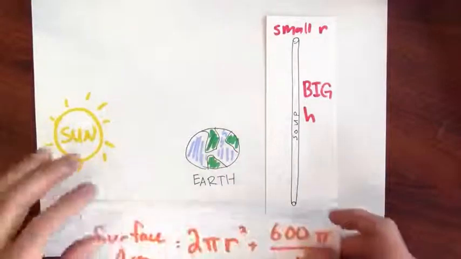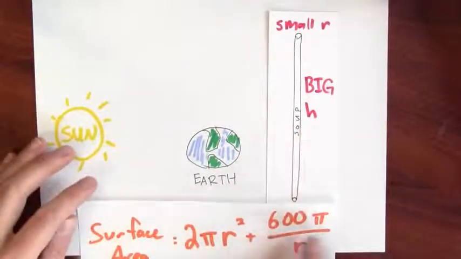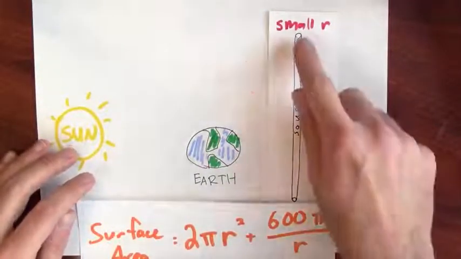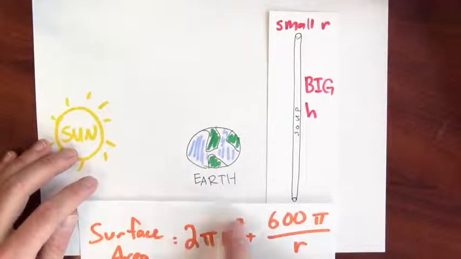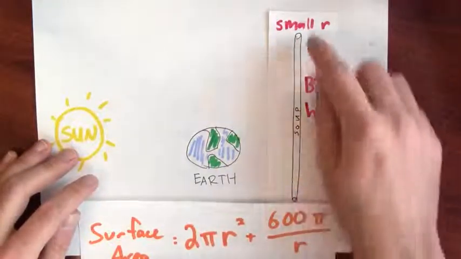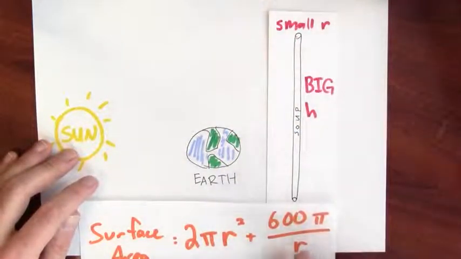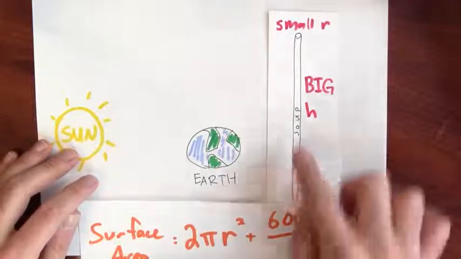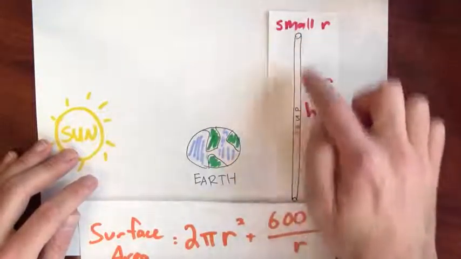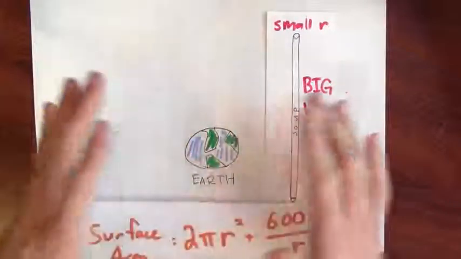And no, it turns out that if r is really small, that's really not all that helpful. If r is really small, then 2 pi r squared is really small. I don't need very much metal on the top and the bottom of the soup can. But then 600 pi over r, which is how much metal is on the curved part of the soup can, this quantity is going to be enormous.